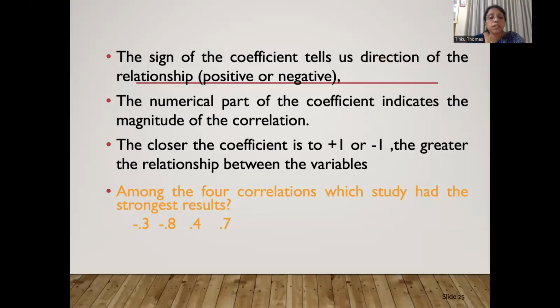Now you see here, among the 4 correlation coefficients, which is the larger, which is the strongest correlation? So -0.8 is the strongest correlation. Although numerically you would think that -0.8 is the lowest value, remember the sign is only indicative of the direction of the relationship and not really related to that particular quantity. Okay, so it is a negative correlation, and 0.8 is the strongest correlation out here, and therefore -0.8 is the strongest correlation coefficient.